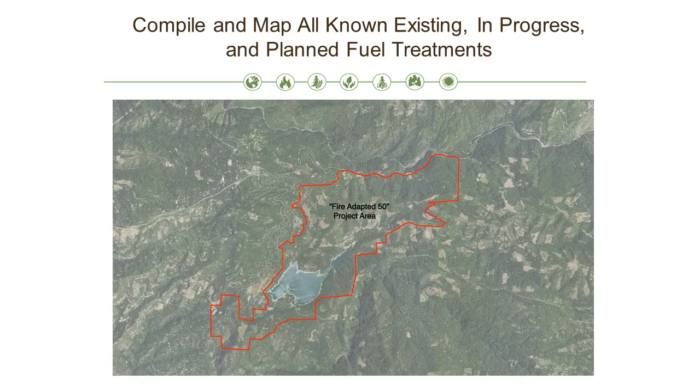So an example of one of these treatment areas is the Fire Adapted 50 project area, lying generally between Sly Park and Highway 50, where 1,500 acres of treatments will be done over the next couple of years.